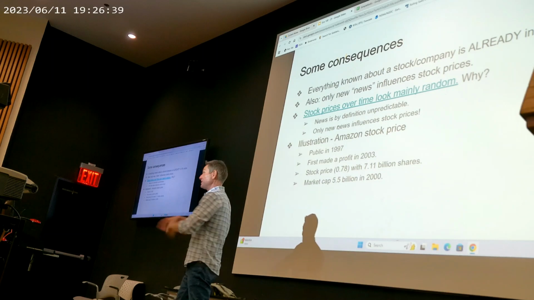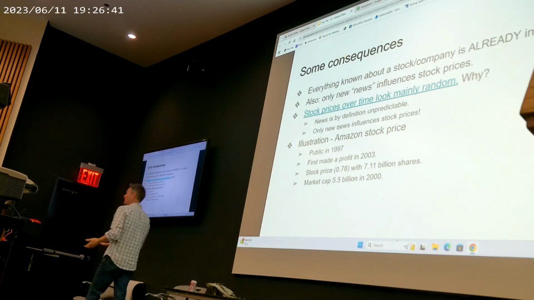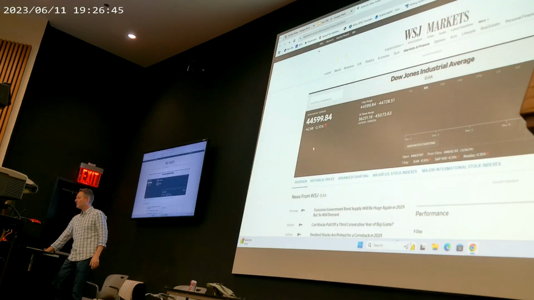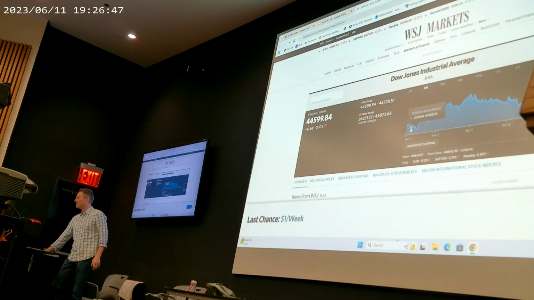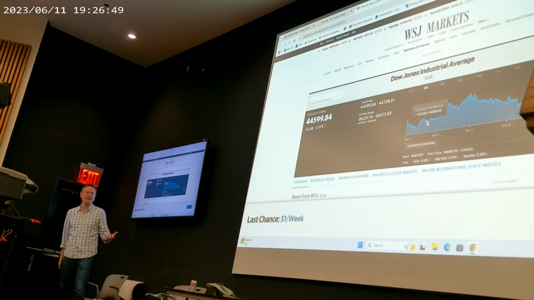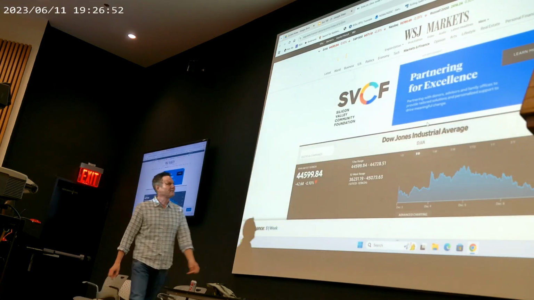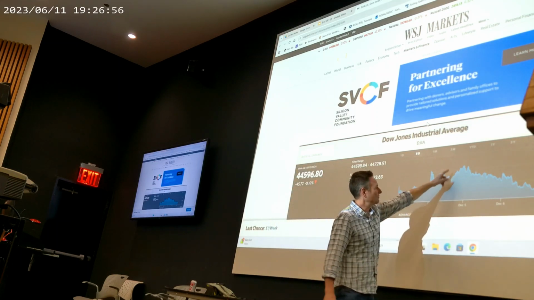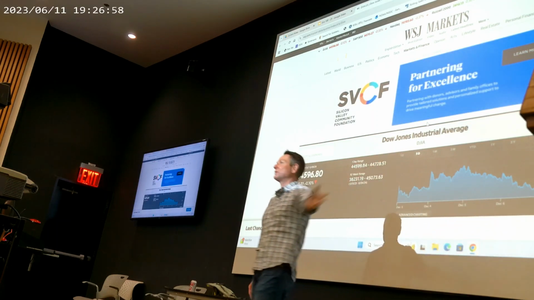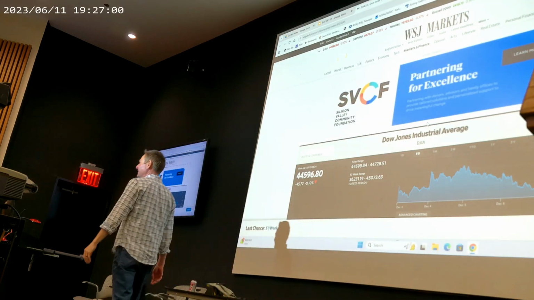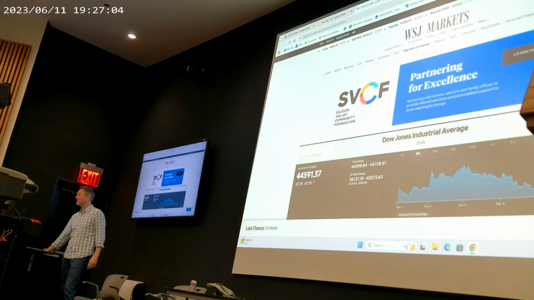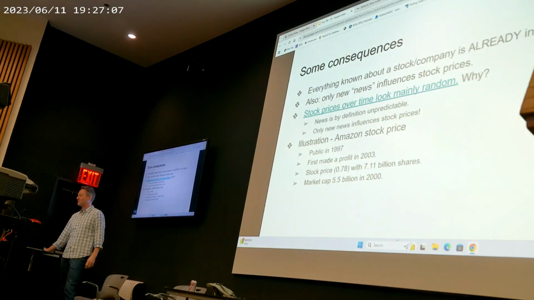And so one thing you might think about is what consequence this has when you look at a stock price. Well, it turns out, here's the Dow average, which is a measure of all stock prices. If you look at this thing, you can see that it changes, but it looks more or less like what you might call a random walk, right? It's just a noisy graph that bounces up and down. Well, that's one of the consequences of this efficient markets hypothesis, right?